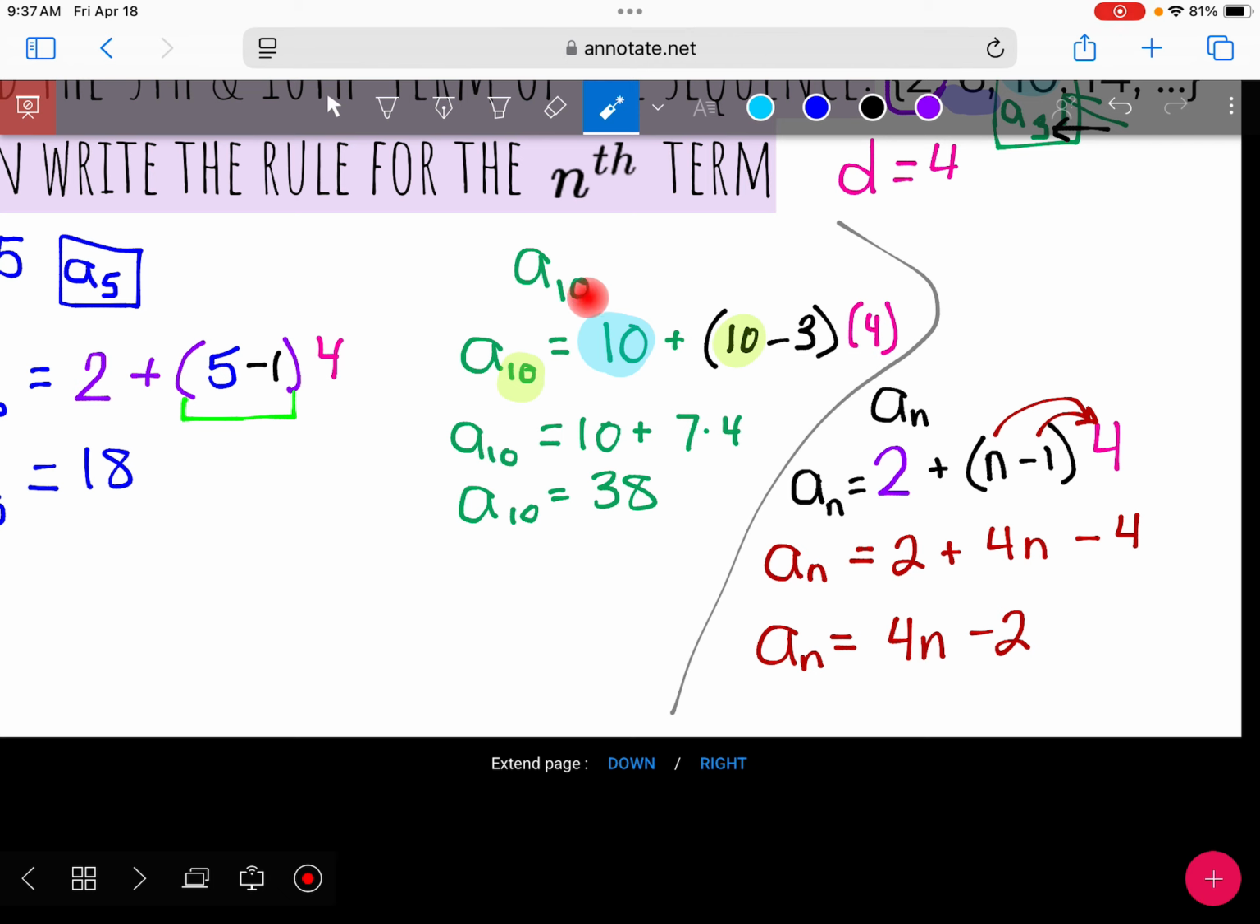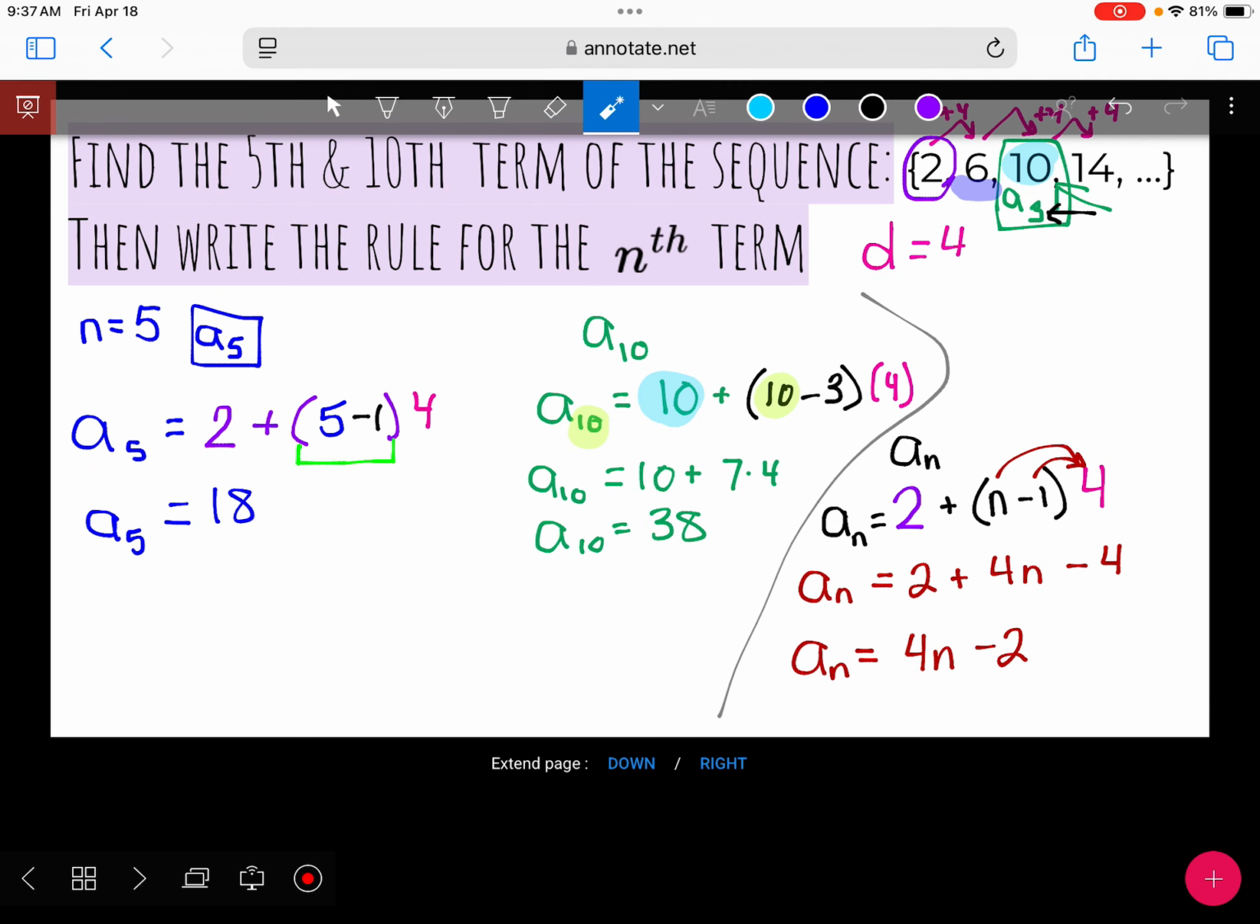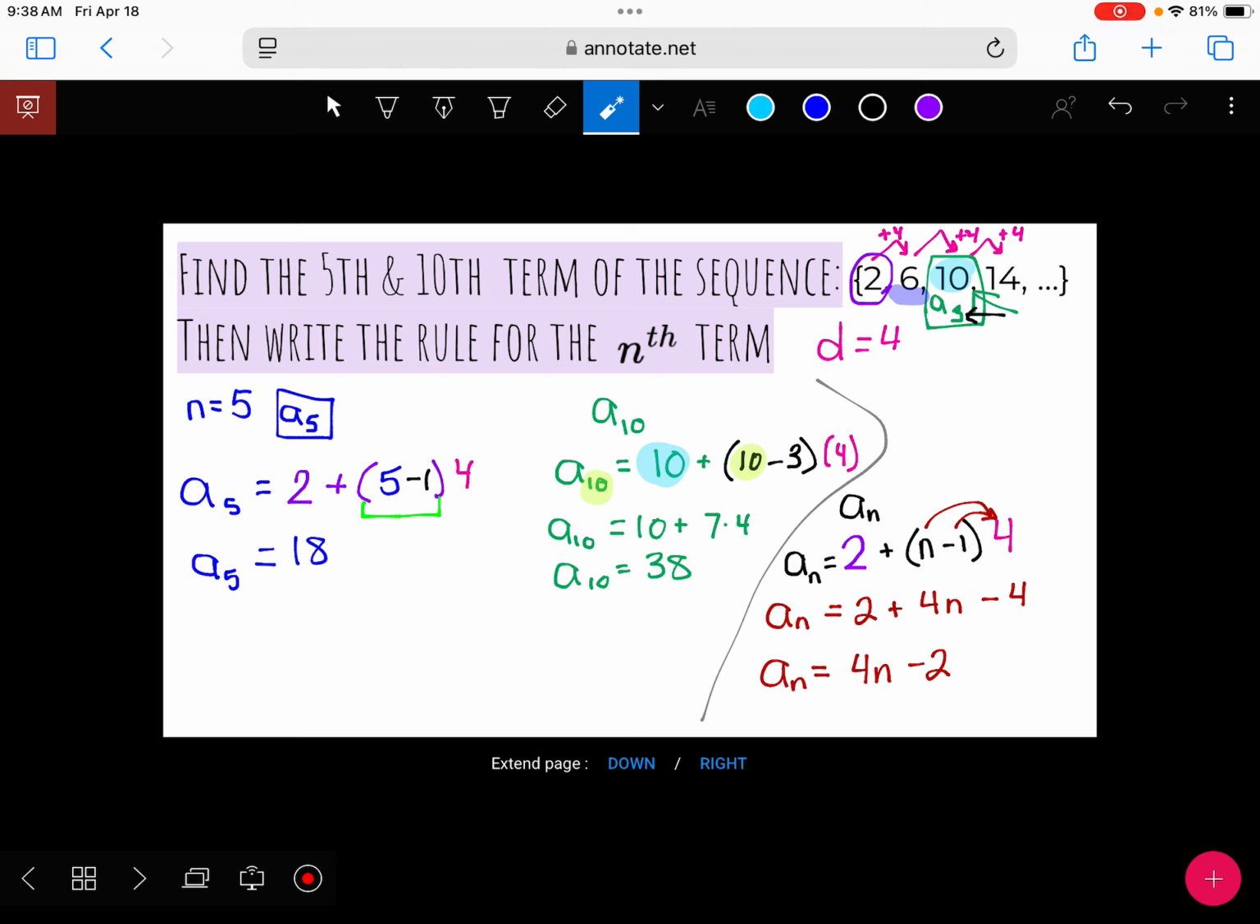So again, if you go back here and check these, if we went A sub 10 and we came into this guy, 4 times 10 minus 2, we get exactly 38. With the 5, 4 times 5, 20, minus 2 gives us 18. So it's the same exact pieces. It's just that this guy was working it based off of our terms. This guy is giving us a kind of general. Okay? Questions on this one?